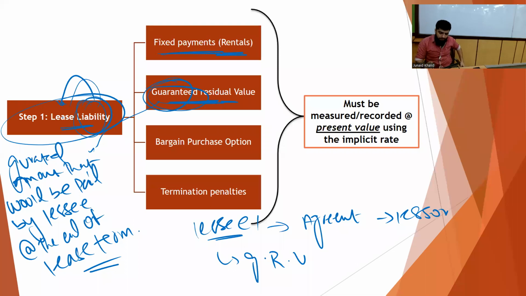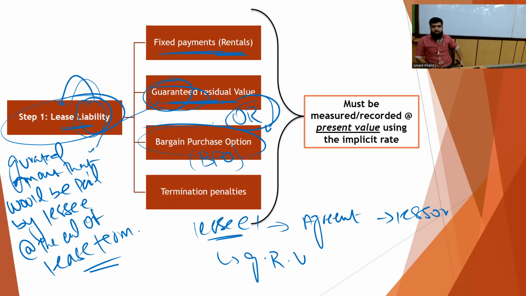The guaranteed residual value. Now, like the guaranteed residual value, there is another component, that is known as what? BPO, the bargain purchase option. And remember, both the guaranteed residual value and the bargain purchase option are more or less the same, but these two components will not both be part of an agreement. Either there will be a guaranteed residual value or the bargain purchase option.